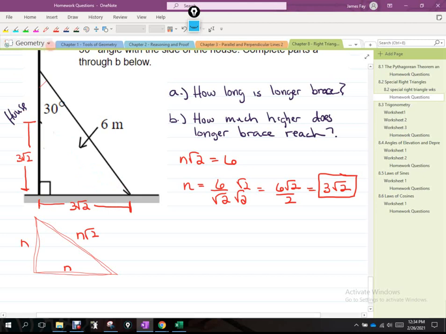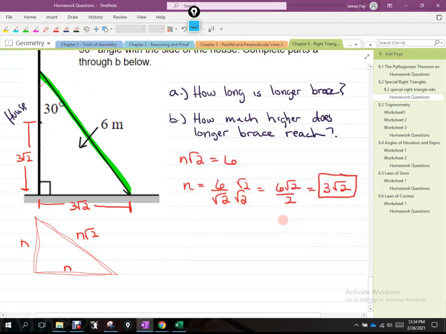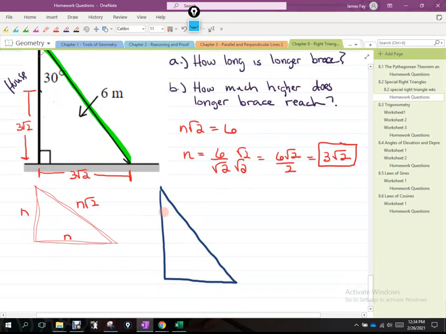Let's now just look at that triangle, because that's the one with the longer brace, right? This segment here is the longer brace. That's the one they're asking about throughout the entire question. If we look at this triangle, is that a 30, 60, 90 triangle now? And that's 30.